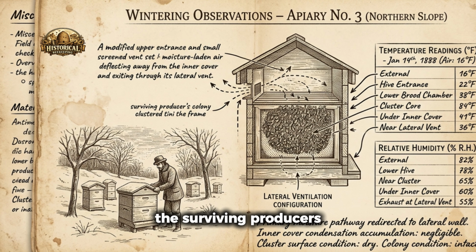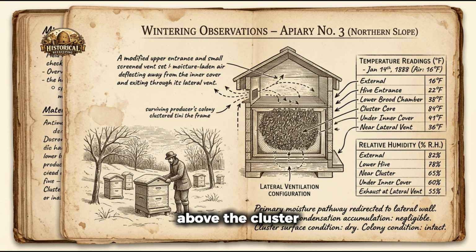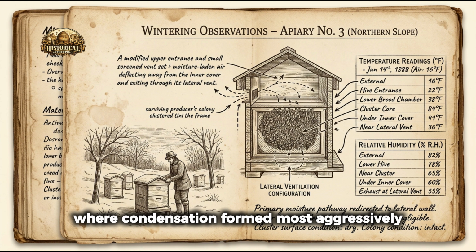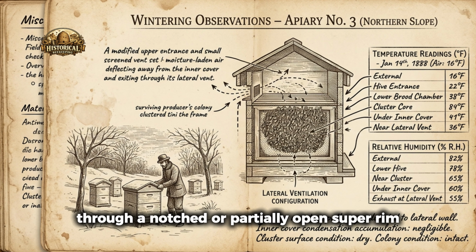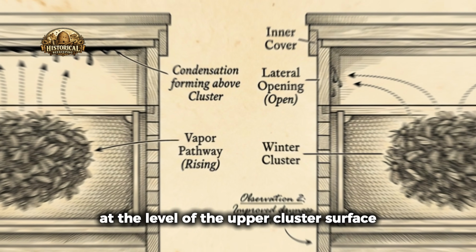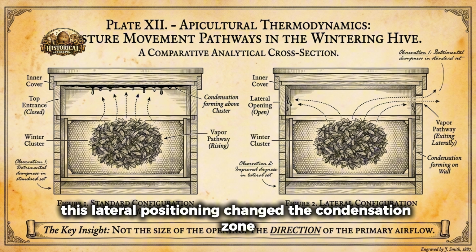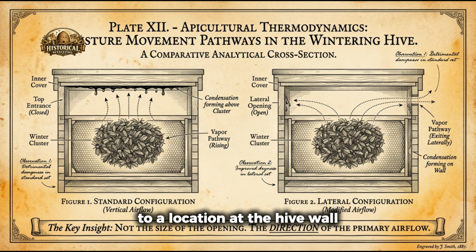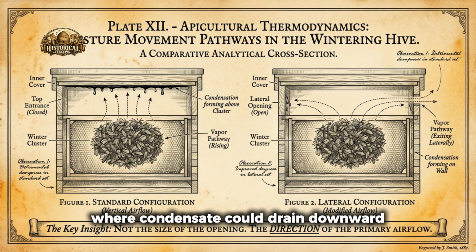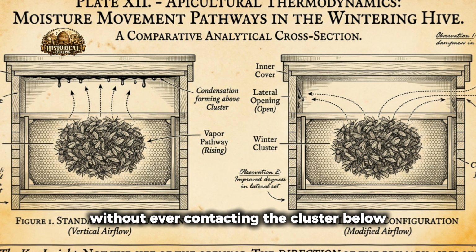The surviving producers had positioned their primary ventilation not at the top of the hive above the cluster, where condensation formed most aggressively, but at the side, specifically through a notched or partially open superrim at the level of the upper cluster surface rather than above it. This lateral positioning changed the condensation zone from a location directly above the cluster to a location at the hive wall, where condensate could drain downward along the inner surface without ever contacting the cluster below.